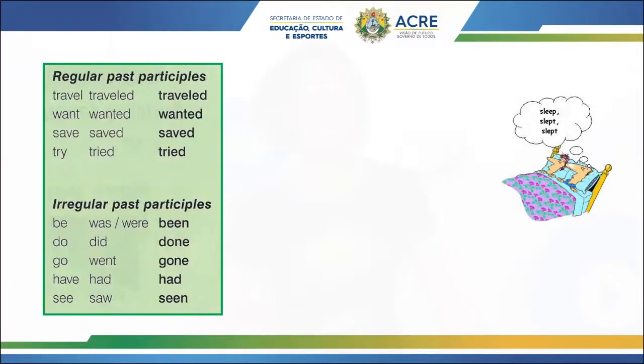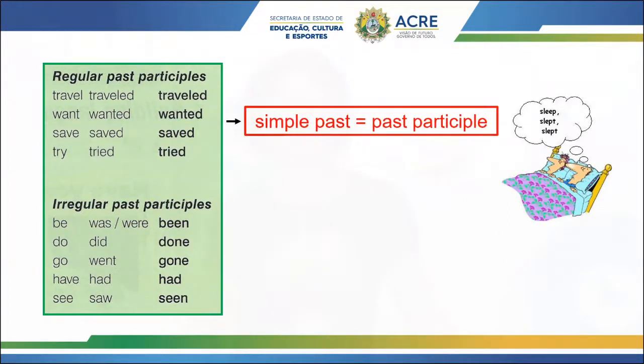Now, let's study about the verbs. There are regular and irregular past participles. With regular verbs, simple past and past participle are the same. For example, travel, traveled, traveled. And there are more examples.